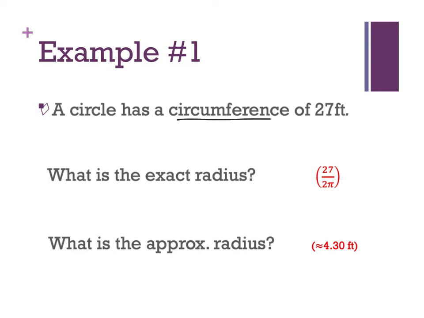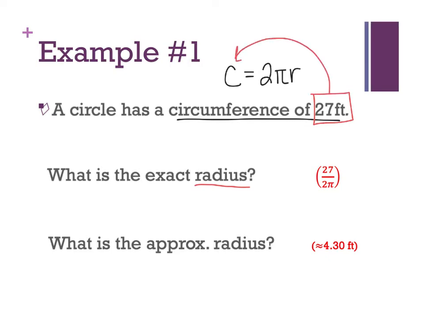Here it tells me the circle has a circumference of 27 feet. The circumference, remember, is 2 pi r. The reason I'm using 2 pi r instead of pi times diameter is because they're asking me for the exact radius. So I'm going to take this 27 feet and plug it in for the circumference. So 27 is going to equal 2 pi r.